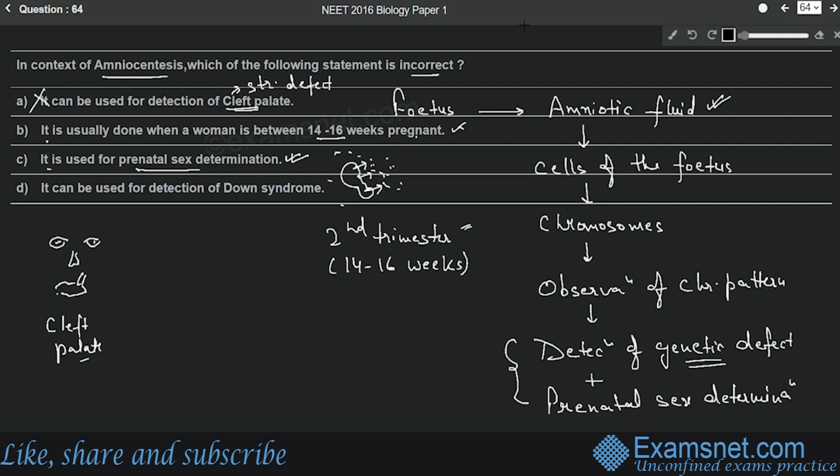Then the last statement says it can be used for detection of Down syndrome. Down syndrome is a genetic defect, right? It is caused due to the trisomy. Trisomy, that means due to the additional copy of chromosome number 21. Okay. Chromosome 21. So since this is a genetic defect, therefore amniocentesis can be used for this. So this is also a correct statement. But the incorrect one is the first one. Therefore option A is the answer here.